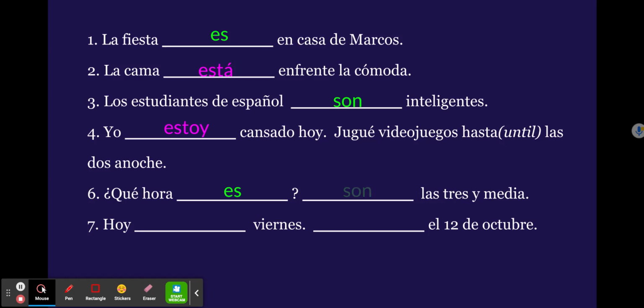¿Qué hora es? Son las 3:30. That's time. What time is it? It's 3:30. And the last one, hoy es viernes. Es el 12 de octubre. That's time, day, date again. Today is Friday. It is the 12th of October.